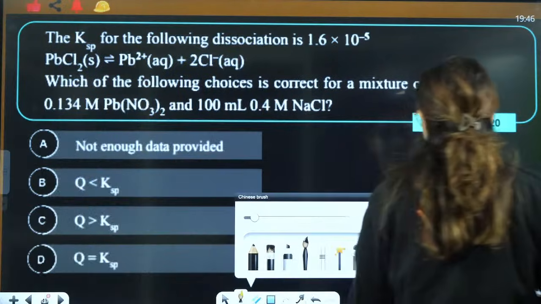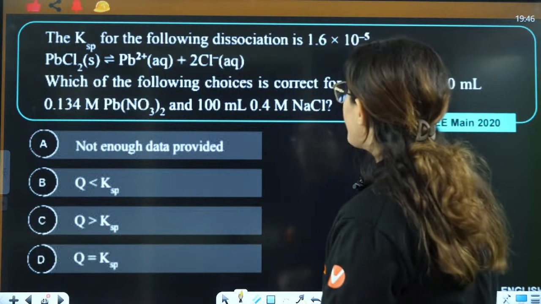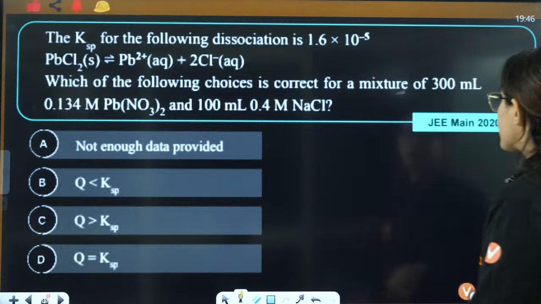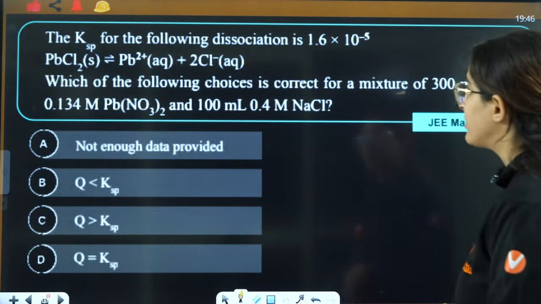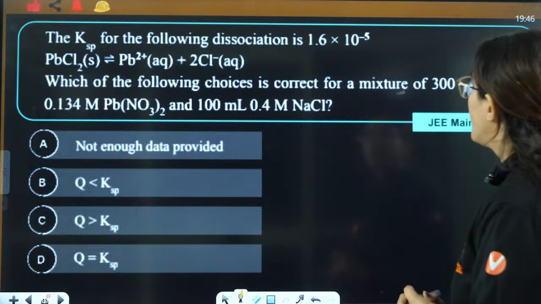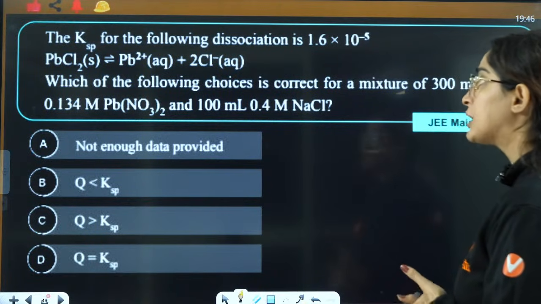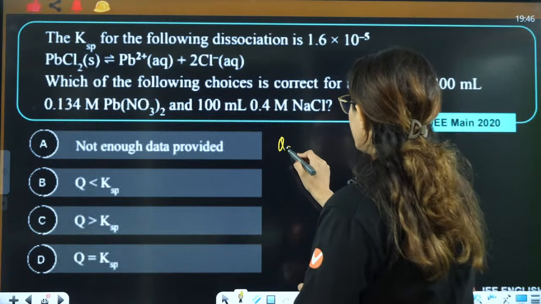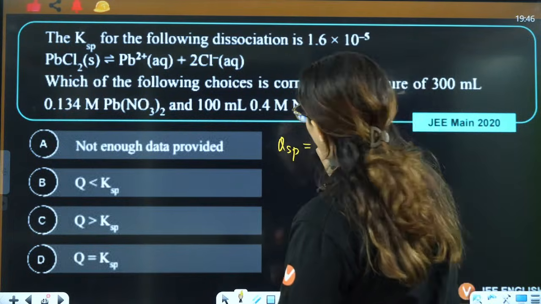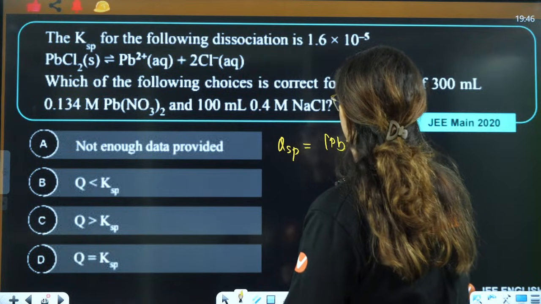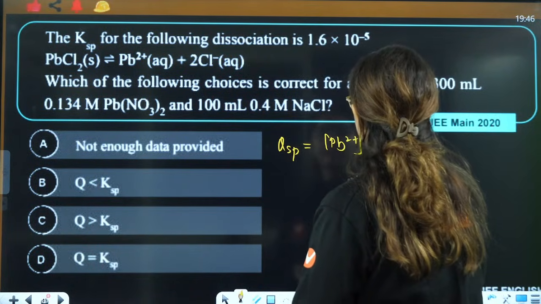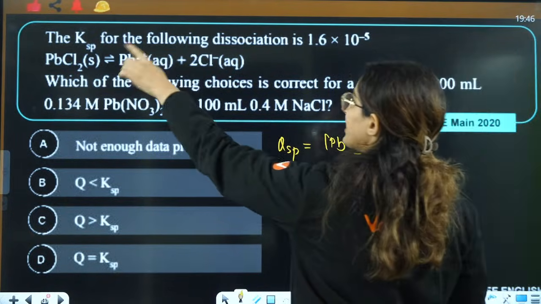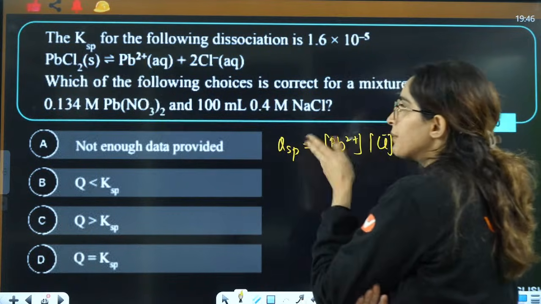Now the Ksp for the following dissociation is given. Which of the following choices is correct for a mixture of 300? Ksp value is given to you, Qsp value you have to find out. So Qsp is also the same. Qsp is equal to what? Concentration of Pb2+ raised to power 1, Cl- raised to power 2, products over reactants. Reactant is one only because it's a solid.